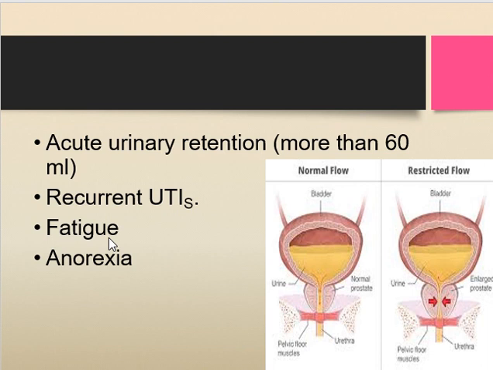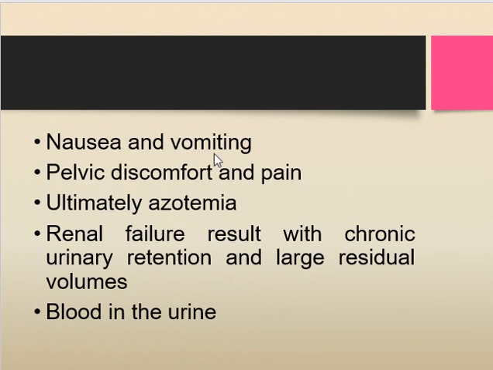The person may feel fatigue due to continuous straining, as well as due to the infectious process. Anorexia, that is lack of appetite. He may feel less hunger. Why does all this happen? When you have an inflammatory process in your body, then you will have fatigue and anorexia as a systemic response. Even if you are suffering from a cold or a mild fever, you will have all these symptoms. Next is nausea and vomiting. It is a common manifestation even with UTI, not just because of BPH.